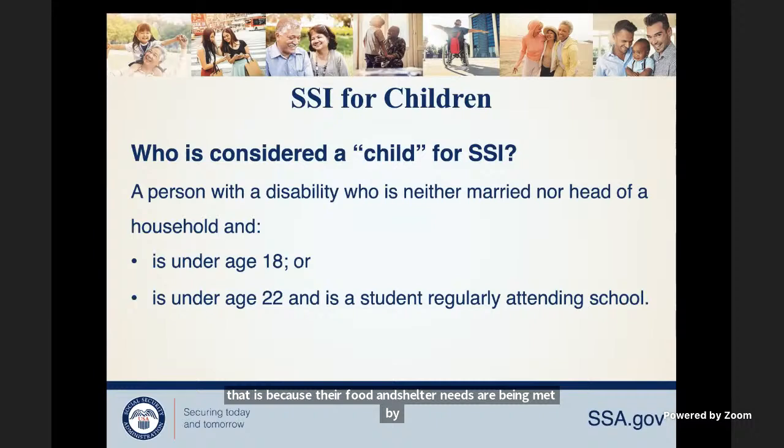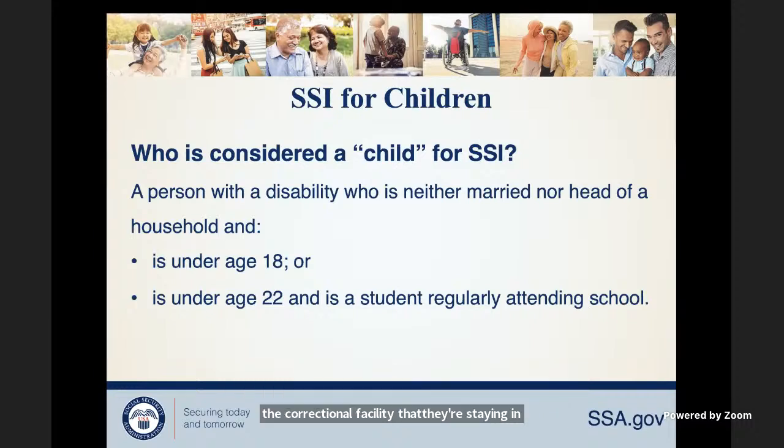Now, children can get SSI. That's somebody under age 18, or under age 22 if they're regularly attending school. Let's say they're still in high school, but because of their disability, they can attend to age 22. We can look into SSI for them. Even if they're over 18, they would be considered an adult, but we could still look into SSI for them because they didn't pay in those quarters. And as an adult, we look at their own income and resources.